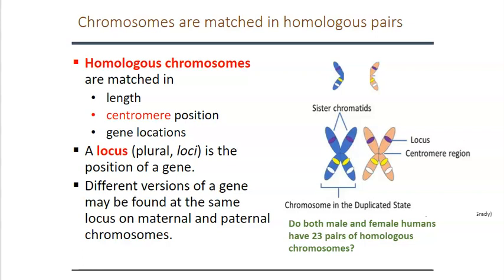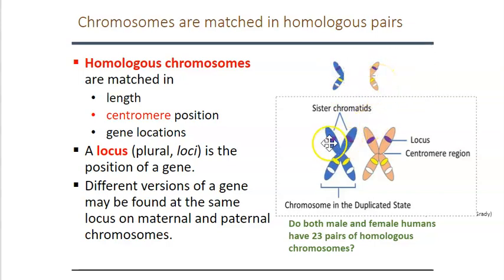So we know from the earlier video on mitosis that chromosomes are usually found, when the cell isn't going through cell division, in what we refer to as the unduplicated state. So they kind of look like this. This is a chromosome and this is a different chromosome.